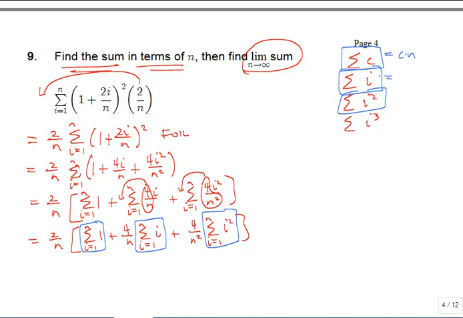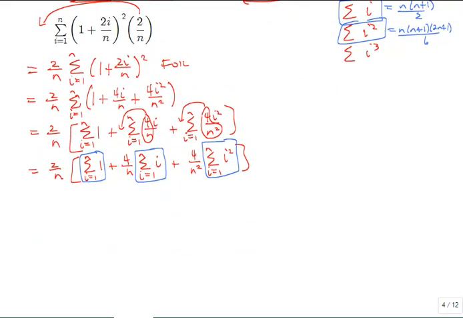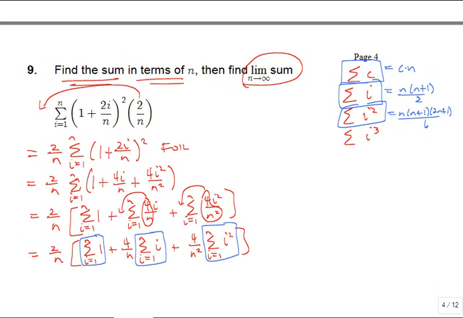The sum of i is just n times n plus 1 over 2. And the sum of the squares is that big one, n times n plus 1 times 2n plus 1 all over 6. So I'm going to substitute in those 3 formulas for these 3 boxes. It's going to get messy, but that's okay. That's what we have to do.